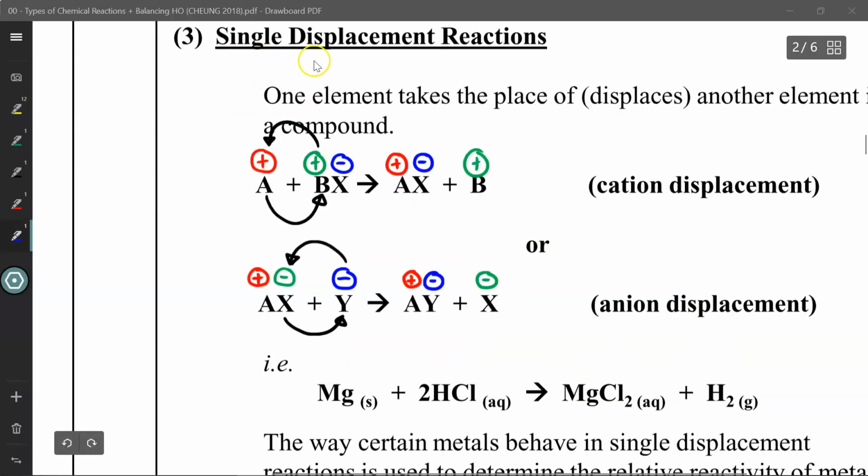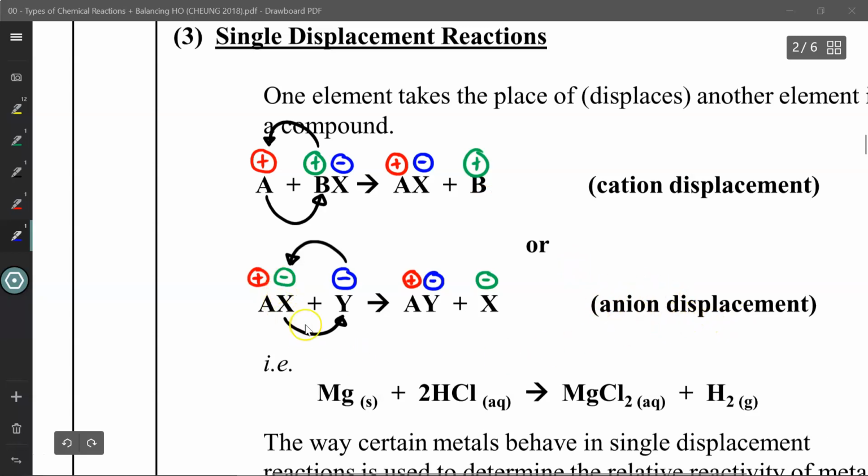Our next reaction is a single displacement reaction. Here, one element switches places with another. Because only one element is switching spots, single displacement. Now there are two subcategories. That would be cationic displacement. That's when the cations, the two positive ions, switch places. So while B was originally bonded with X, by switching the positives, now A is bonded with X and B is by itself. Whereas in anionic displacement, it's the exact opposite.